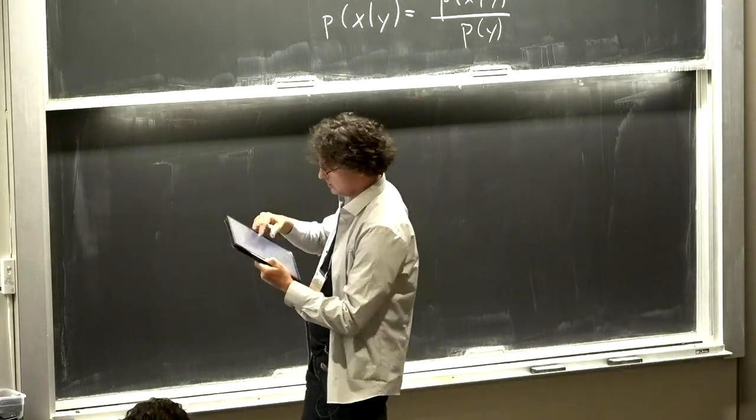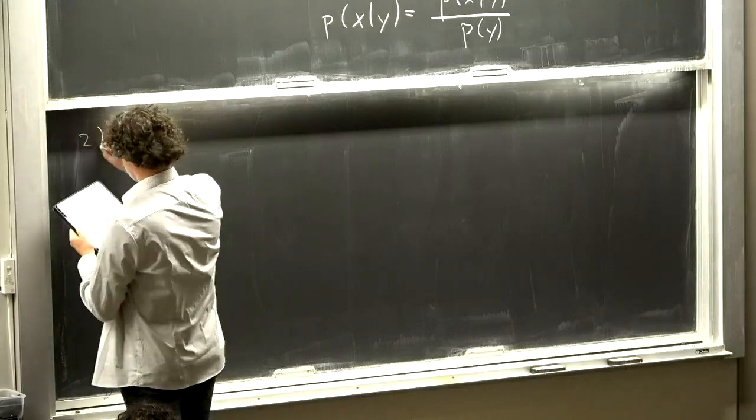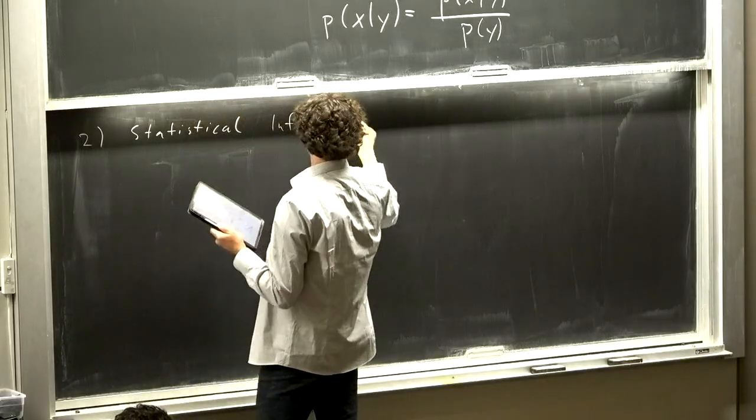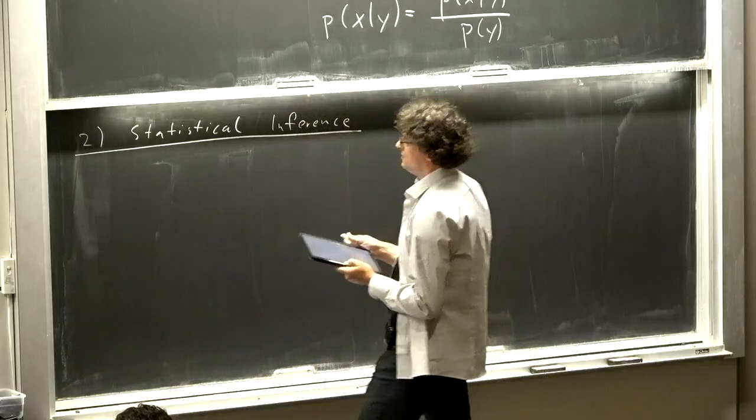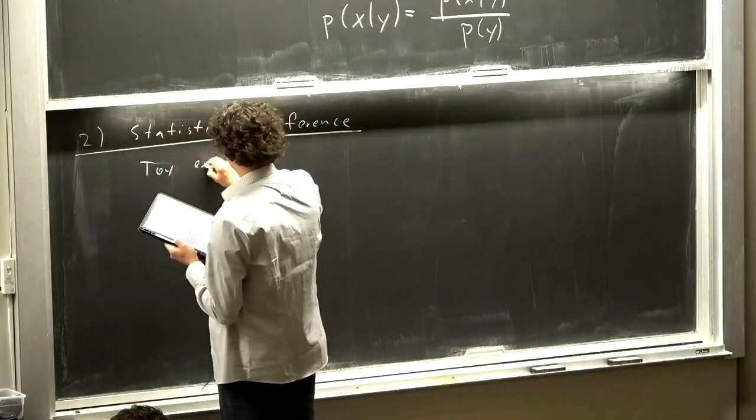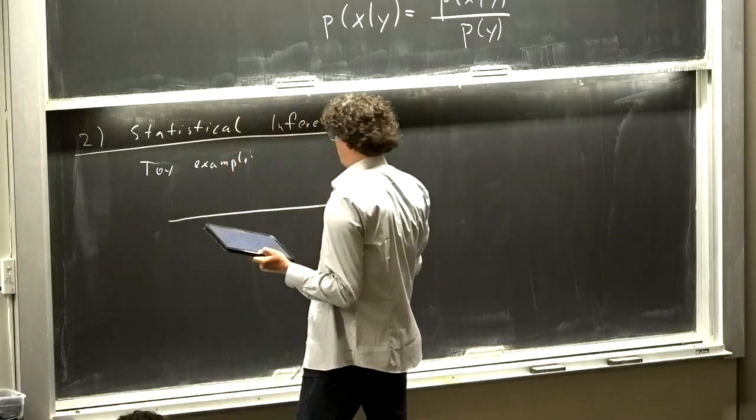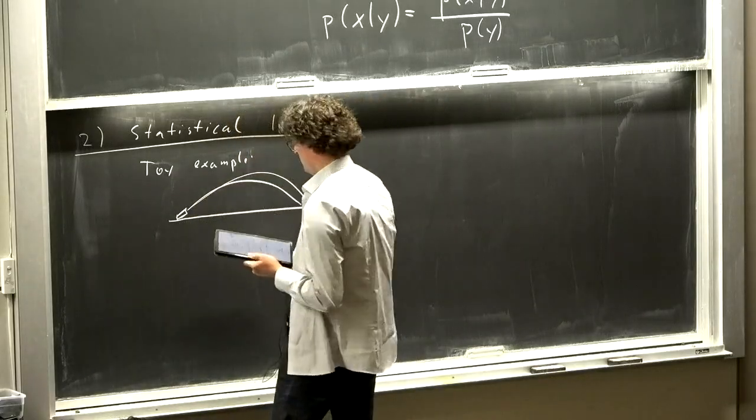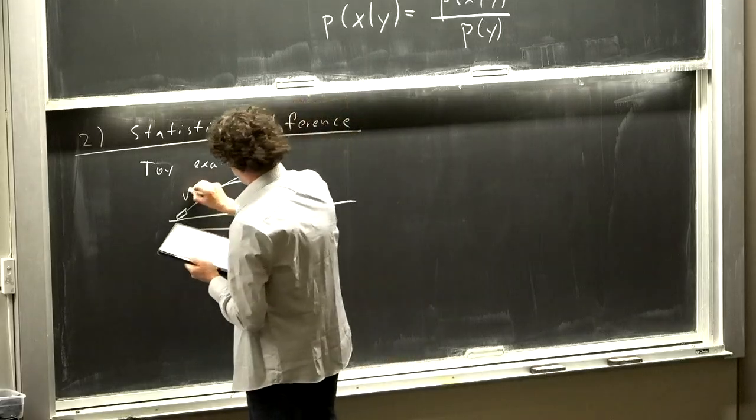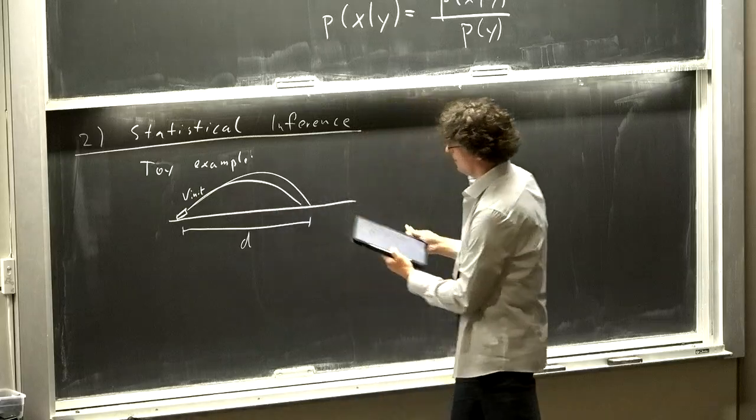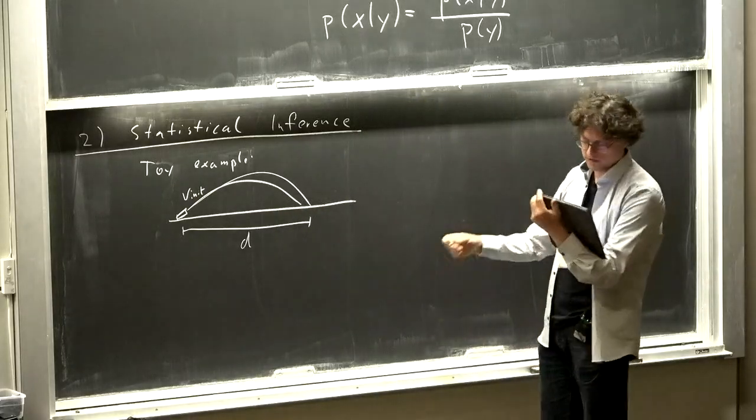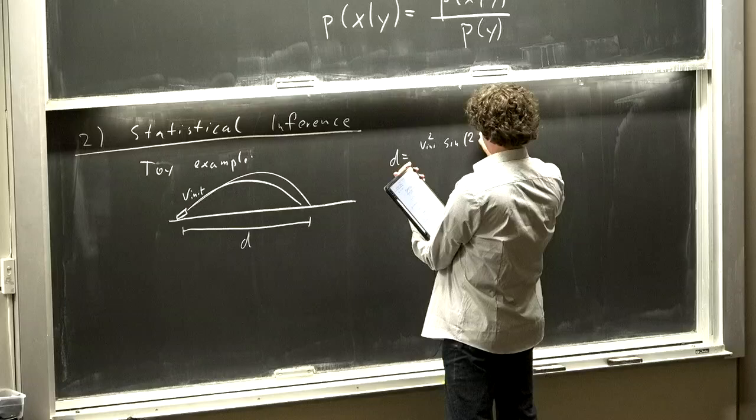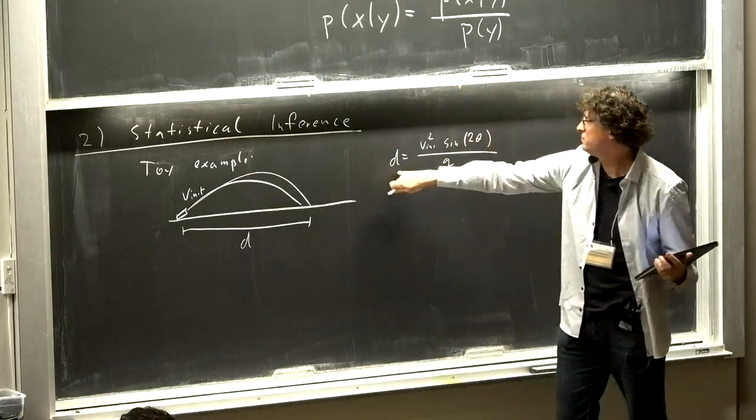Good, so now let's look at a simple statistical inference problem. And for fun, let's make up a physics toy example: we have a cannon that throws a ball, with different initial velocities. We measure the distance. And we want from that distance, which we measure with some uncertainty, to estimate what was the initial velocity. It's useful to know that the distance is related to the initial velocity via some equation. The main point is that d depends on the velocity squared.